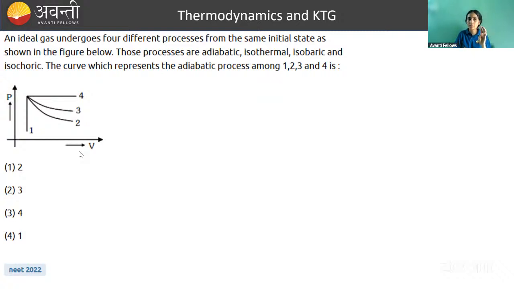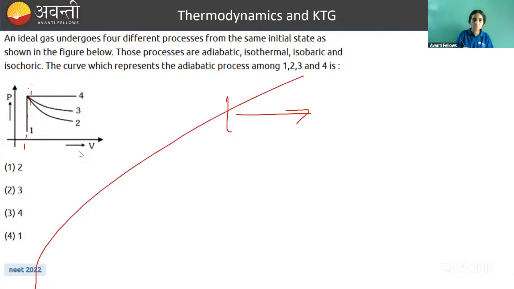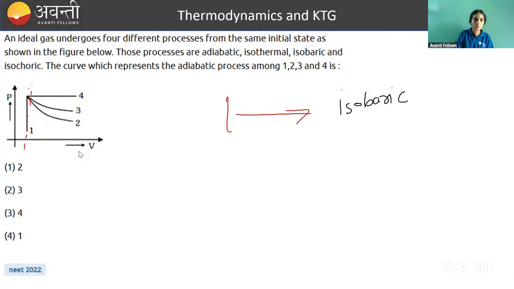There are 4 curves, right? This is a PV curve. So curve 1 की अगर आप बात करो तो along 1 pressure is remaining constant. So 1 definitely is your what? 1 is your isobaric process. Yes, Punit. Raju, yes. So 1 is your what sort of process? Isobaric. Done है? So this is isobaric. If you talk about 2, so sorry, isochoric.